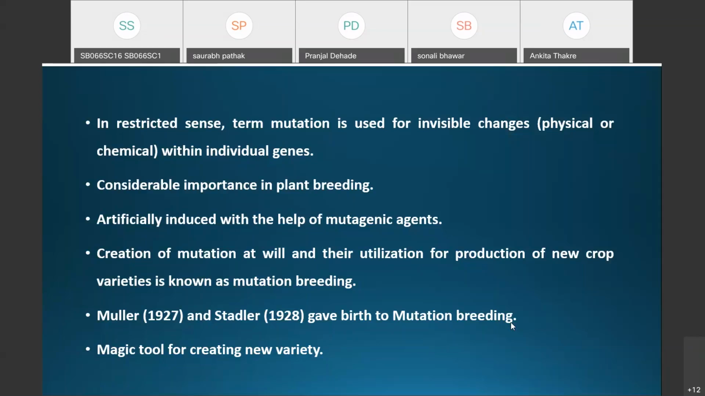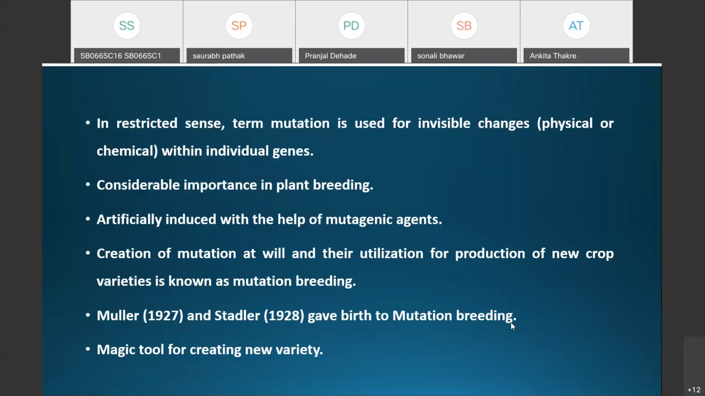This mutation breeding technique is considered a magic tool for creating new varieties. Why is it considered a magic tool? Because by using this method, the new variety is produced with entirely new and original characters, which is not possible in the other methods.